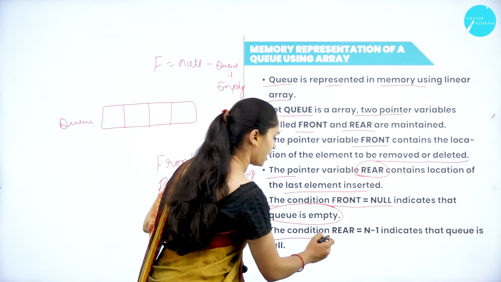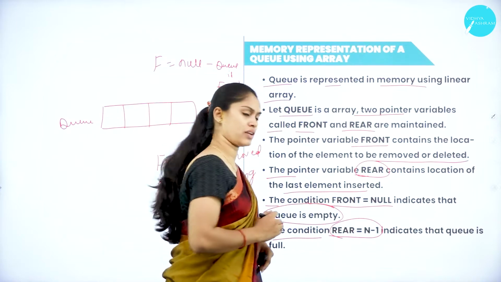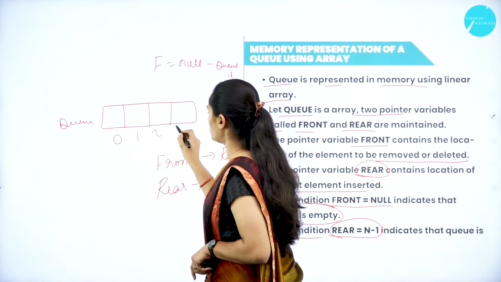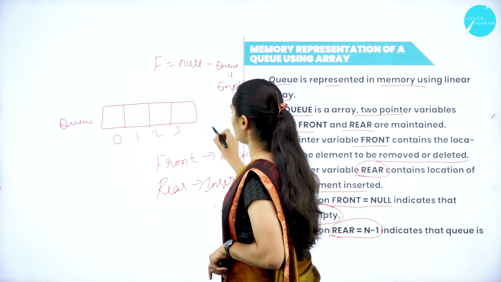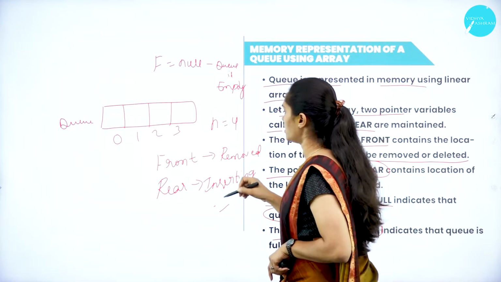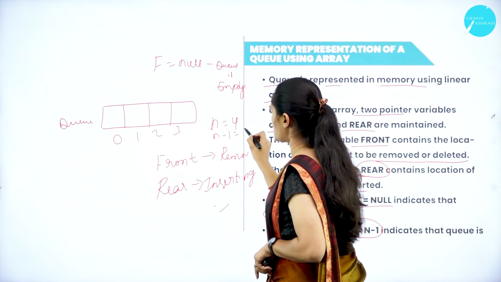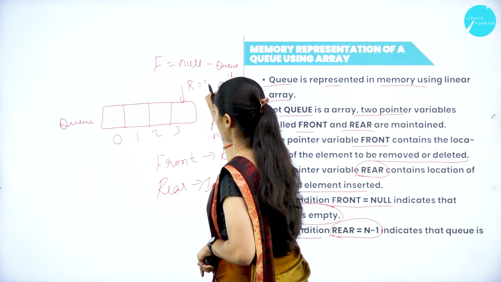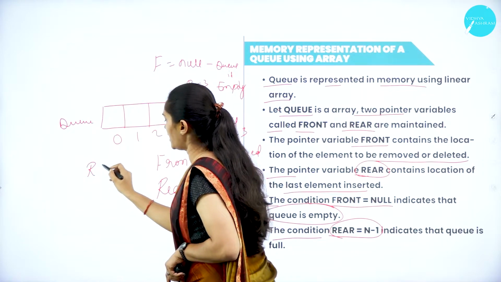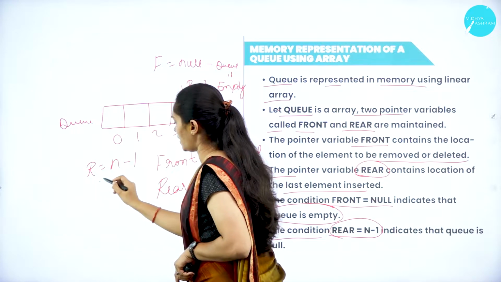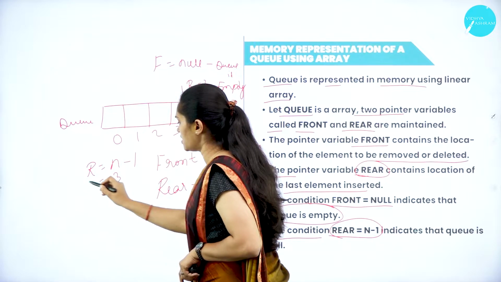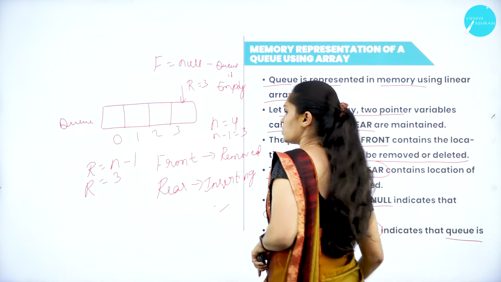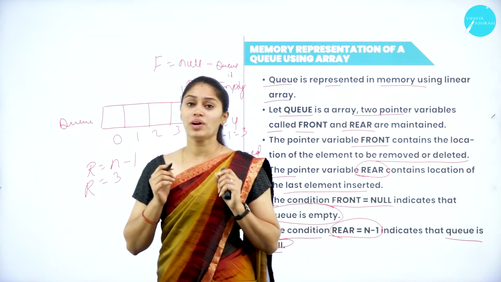Next condition, rear is equal to n minus 1. Okay, consider 0, 1, 2, 3. What is the total number of elements here? That is 4, right? N minus 1 indicates 3. So if my rear end is pointing to 3, that is, if rear end is pointing to n minus 1, as of now it is 3, what does it mean? The queue is full.